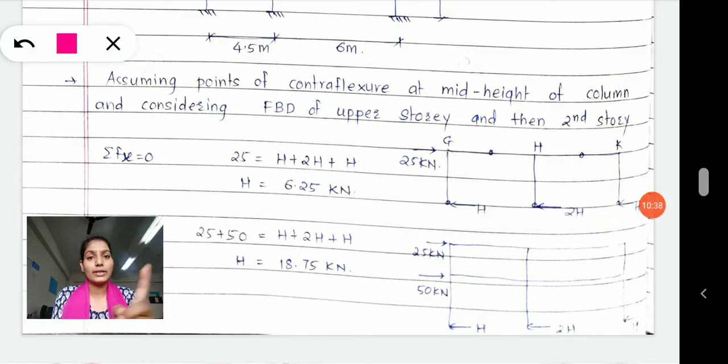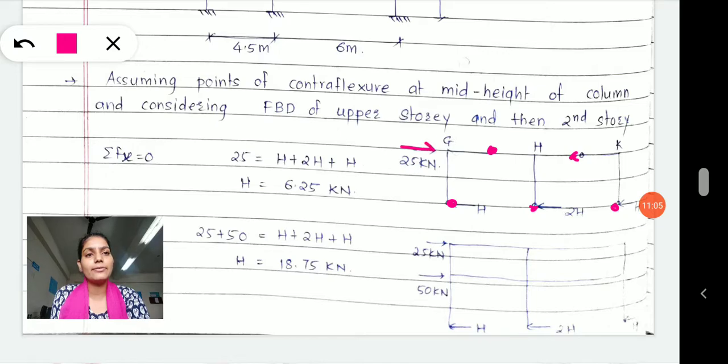I have taken only the upper story. Then I have applied the first and second assumptions. The first assumption states that the point of inflection in the beam acts at its center. The point of inflection in the columns acts at its mid height. So I have taken a section at the mid height of my columns, and I have considered only the upper part of my frame. I hope you have understood.